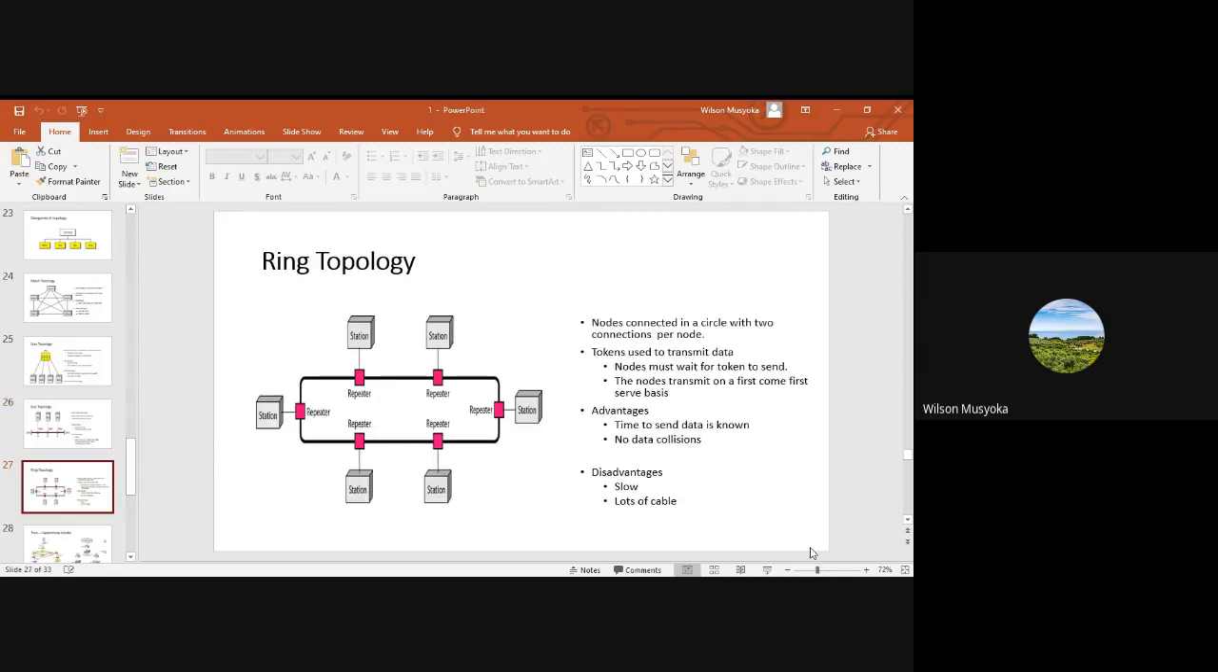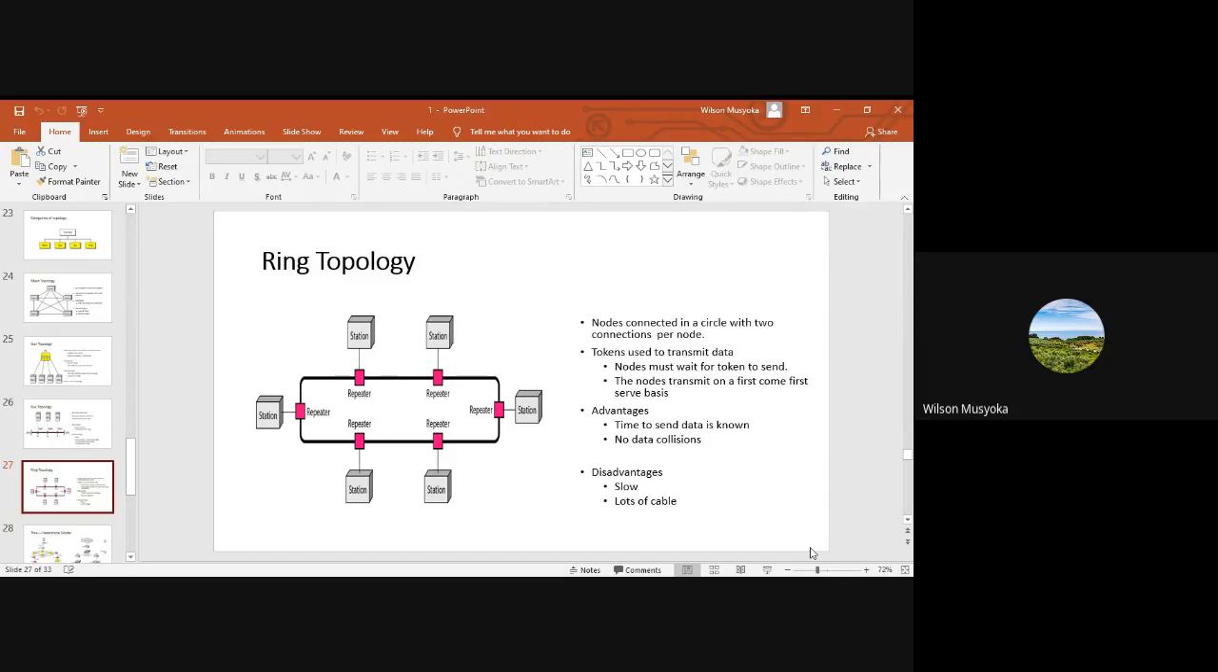Then we also have ring topology. In ring topology, all nodes are connected in a circle. And then a token, it is like a protocol, which we call a token, which is used now to transmit data. Nodes must wait for the token to send, and nodes transmit on a first come, first serve basis. To send is known, and there is no data collision. Like we will see later when we are looking at different protocols which are used for connectivity and data transmission, collision is very key.